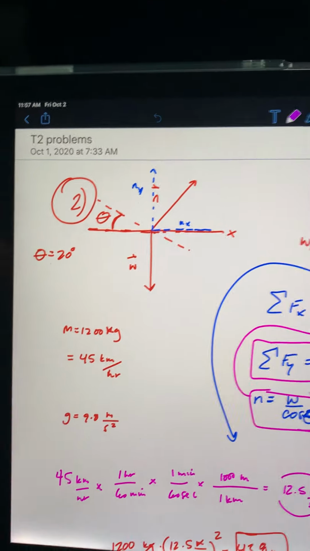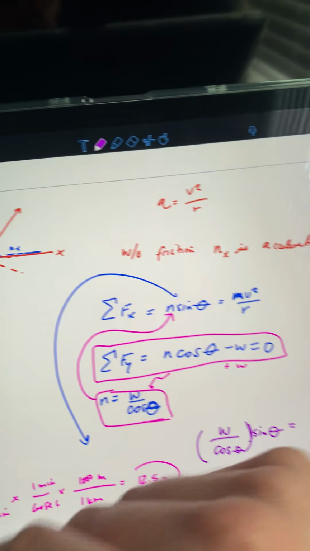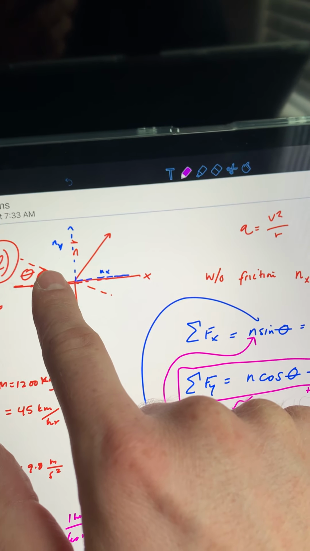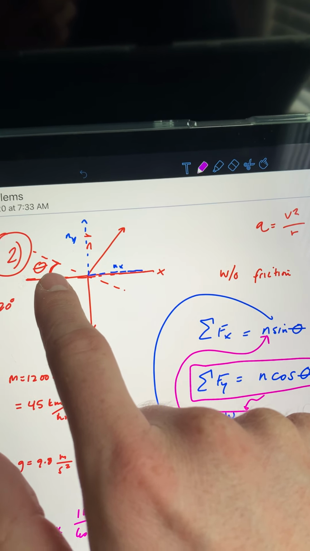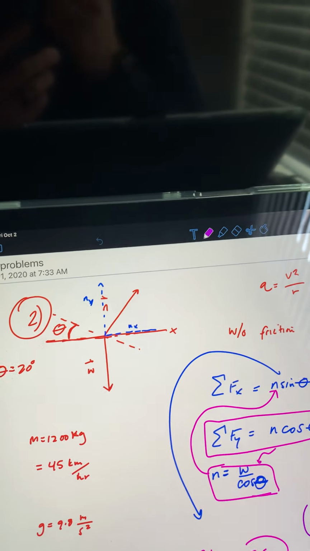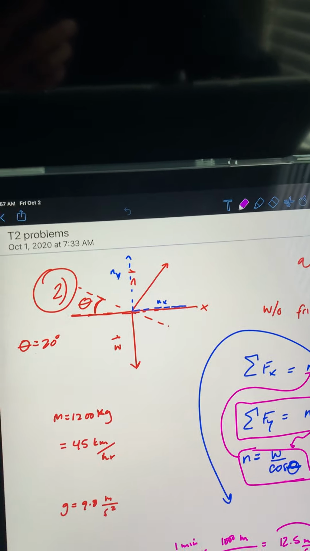Okay. I used to do this on my whiteboard, but I've already got the problems worked out on my iPad, so I'm just gonna run through basically where we're at for this. So this is the second question for the test. This is where we have a car that's on a banked curve of 20 degrees, and it's a frictionless surface, and they want to know the radius of the circle.